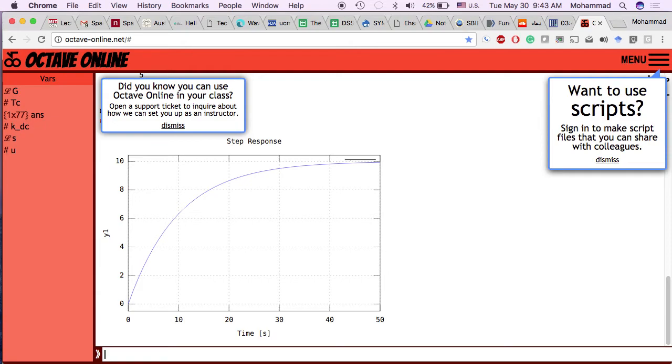So, like any computer simulation, you need to verify if this is really meaningful to you. So we have a few expectations from this system. The first expectation is that our steady state response should be 10. Why? Why should the steady state response of the system be equal to 10?